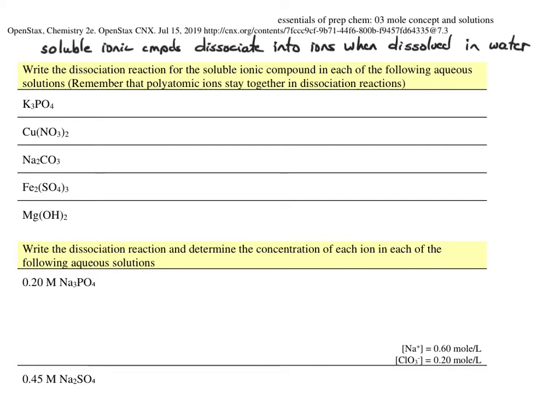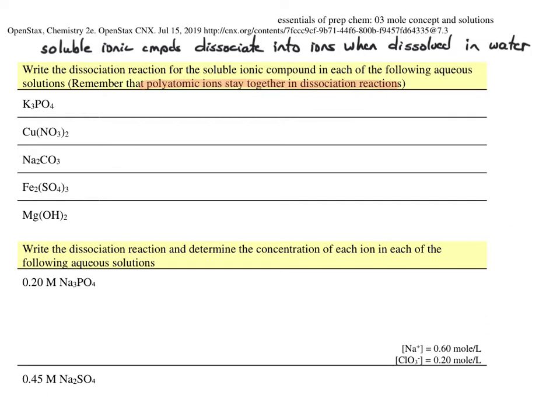All right, first we want to remind ourselves that soluble ionic compounds dissociate into ions when dissolved in water. These ions are held in a crystal lattice structure in the solid state, but once they're placed in water, these ions go their separate ways. And there's a reminder here that polyatomic ions stay together in these dissociation reactions.